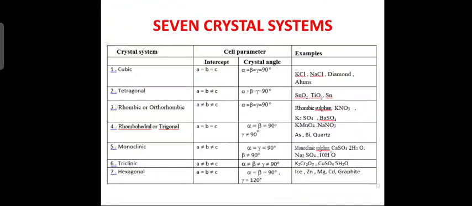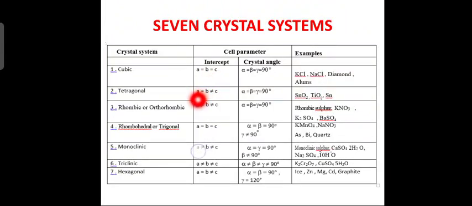All right, next slide. Now how many types of crystal systems are present? Crystal systems are classified into 7 types. Which are those? Cubic, tetragonal, rhombic or orthorhombic, rhombohedral or trigonal, monoclinic, triclinic, and hexagonal. Now what are the cell parameters? That means the intercepts and the angles. In the case of a cubic crystal, all the side lengths are equal.